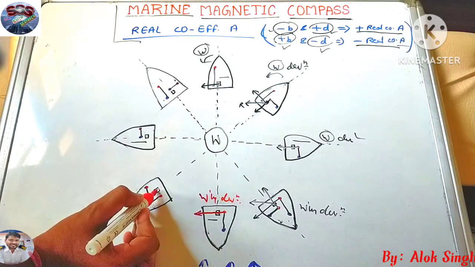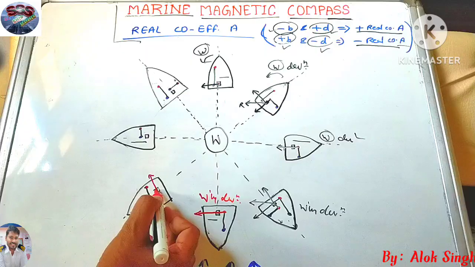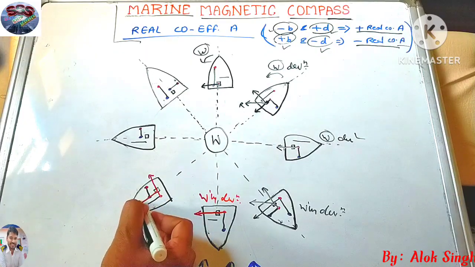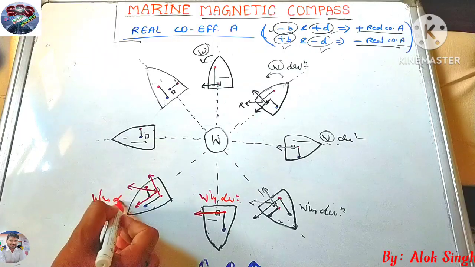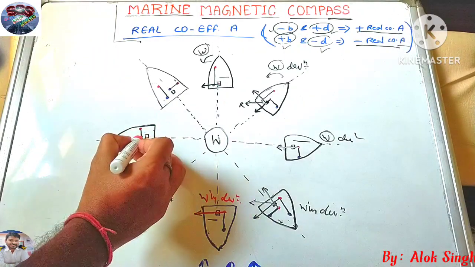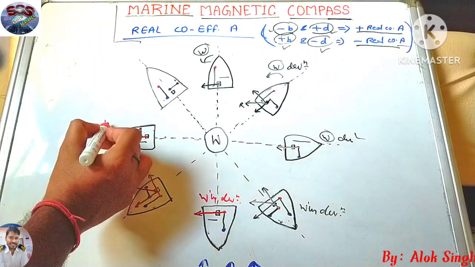How will this one affect? This red will be repelled by this red, so somewhere here, and this blue will attract this red, so it will be somewhere here. So the resultant will be somewhere here. That's why it is westerly deviation. Here the only one is blue, so this one will attract the red end. So here also westerly deviation.